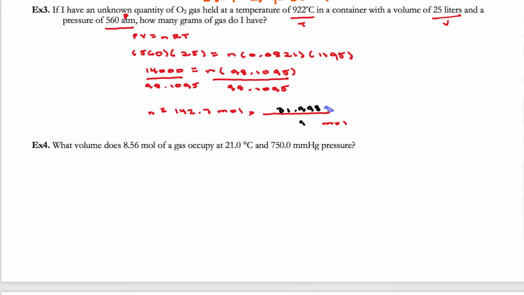So I'm going to take the value that I kept in my calculator and multiply it by 31.998, or you can simply retype it if you want to, but don't round to 142.7. Keep the whole unrounded value in there. And so what I get for my mass, unrounded, is 4,566 grams. Keep in mind, though, let's figure out sig figs. 560 has 2 sig figs, 25 has 2 sig figs, 0.0821 has 3 sig figs, 1,195 has 4 sig figs. So I need 2 sig figs. So this is going to be 4,600 grams.